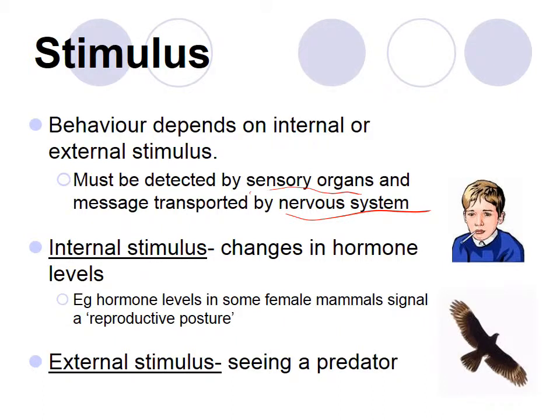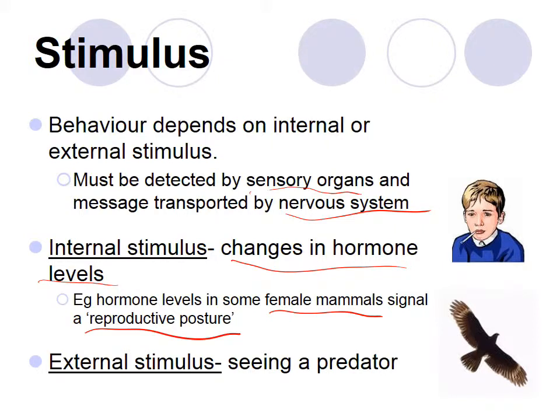If it's an internal stimulus, we're looking for things like changes in hormone levels, and you need to remember that hormone messages are a lot slower than nervous system messages. So some female mammals signal that they're ready to mate with a reproductive posture based on their hormone levels. When their hormone levels are at the correct level to signal that they're ready to reproduce, their behavioral change is that they take a reproductive posture that is supportive of that.